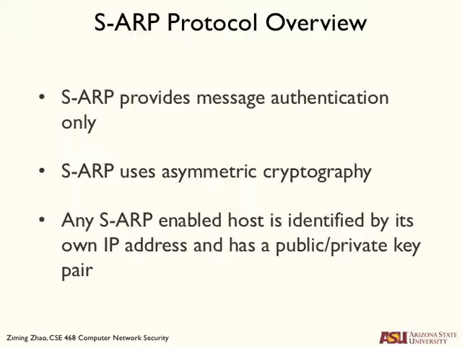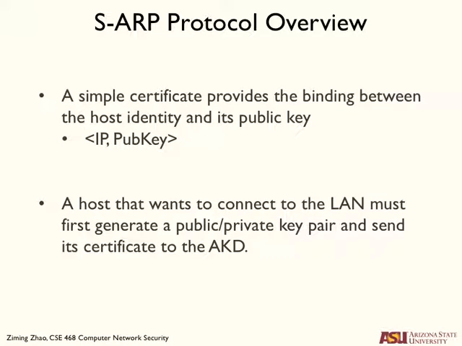In order to do this, any host that wants to use this protocol has to install this S-ARP protocol stack. Any S-ARP enabled host is identified by its own IP address and a pair of public and private keys. Then there is a very simple certificate that provides the binding between the host identity, which is the IP address in this case, and its public key. The certificate has to be signed by someone. That's what we learned before.